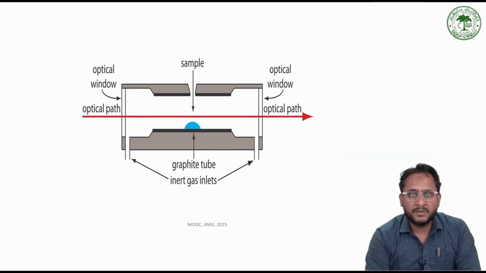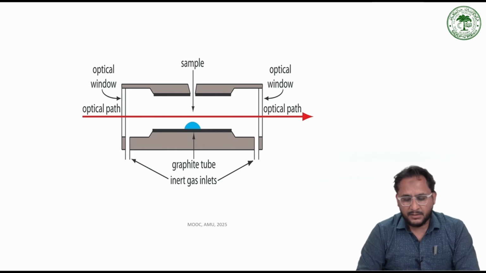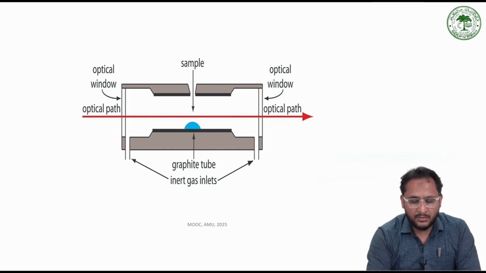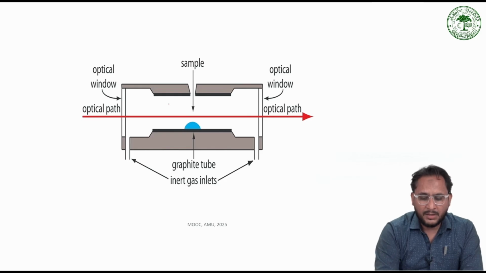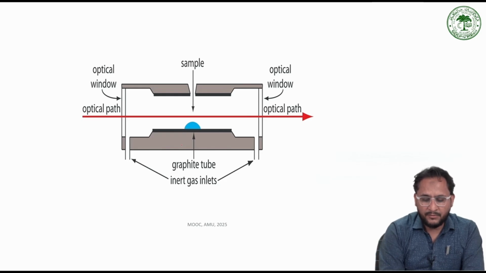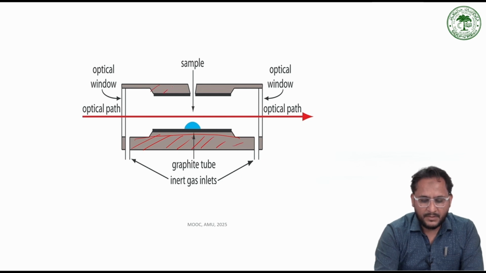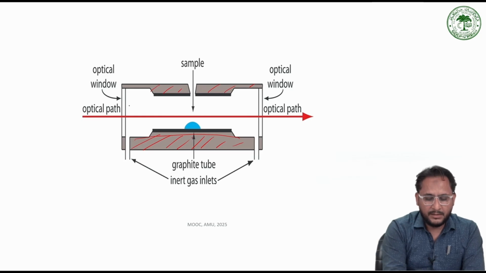This is a schematic diagram of the graphite furnace. As I told you just now, it is a rectangular box which is made up of graphite. We have a graphite electrode on this side. This is a graphite electrode. This is also a graphite electrode. And then we have two optical windows. These are the optical windows.